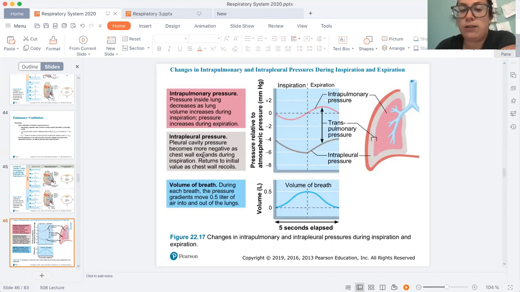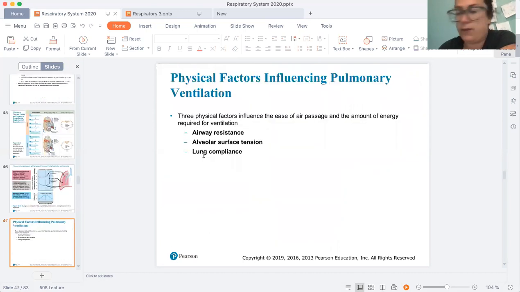And the volume of the breath is literally how much the pressure gradients can move, about 0.5 liters of air into and out of the lungs. So when we do special lung testing, we're actually testing to see how much volume gets into and out of our lungs.